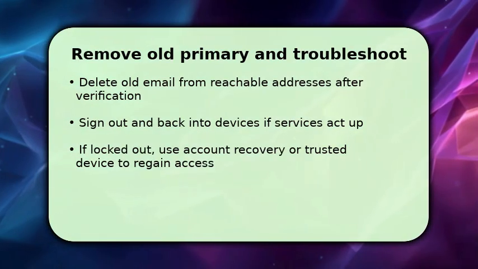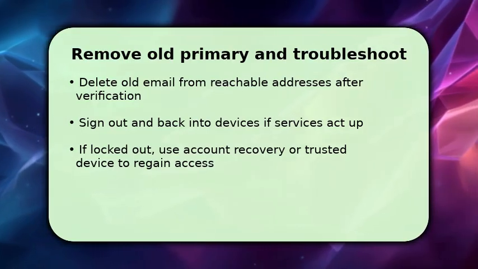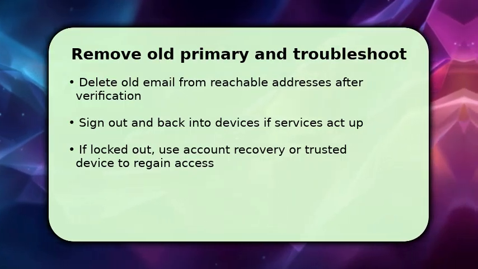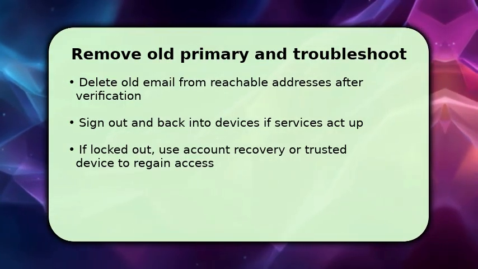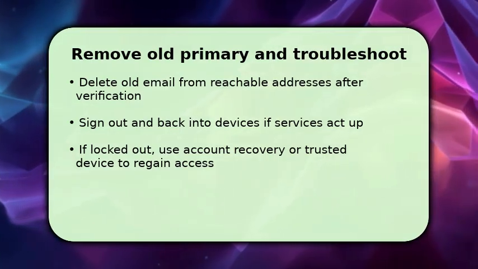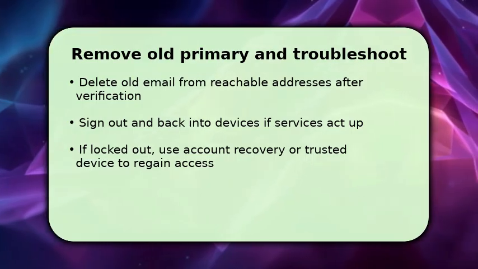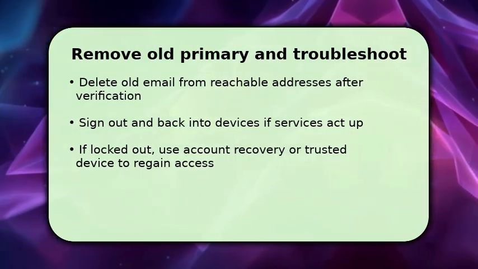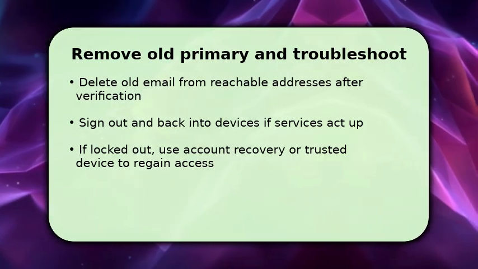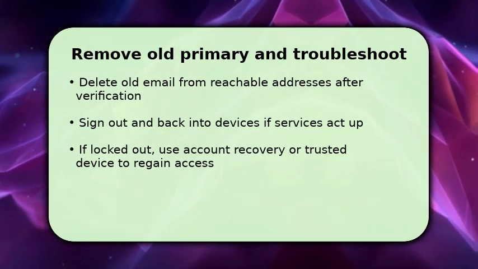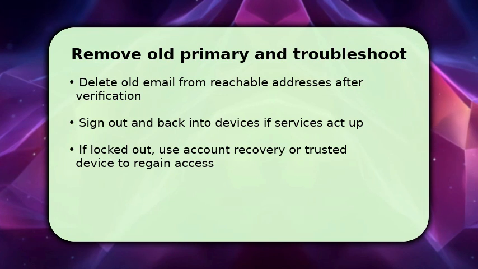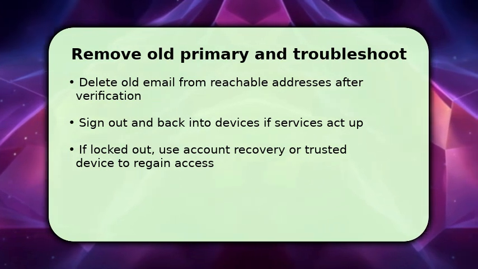Finally, after the new email is primary and verified, remove the old email from Reachable to fully drop it. Sign out and back into iCloud services on each device to force the updated primary to apply. If you experience problems, like inability to verify or unexpected lockout, use the account recovery process or a trusted device to regain access, and contact Apple support only if recovery fails. One key tip: do not delete the old email until the new address is verified, or you risk losing access.